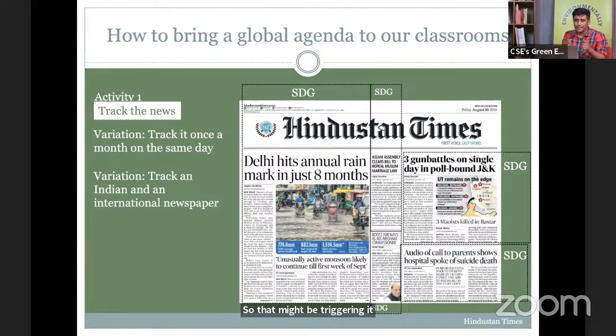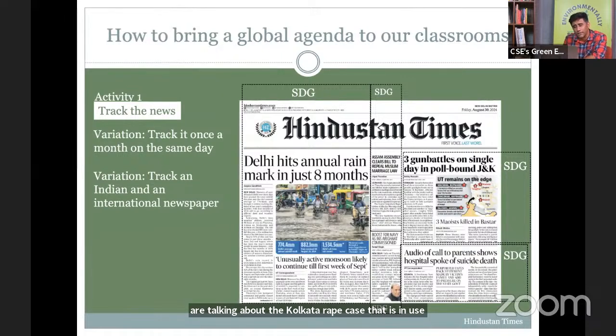So then other SDGs can also come in. If you look at it, the news is a wonderful way of starting a conversation in the classroom, and you can look at different layers within it. Let's move on to the one that is underneath this news article. Audio of call to parents shows hospital spoke of suicide death. We're talking about the Kolkata rape case that is in the news right now.